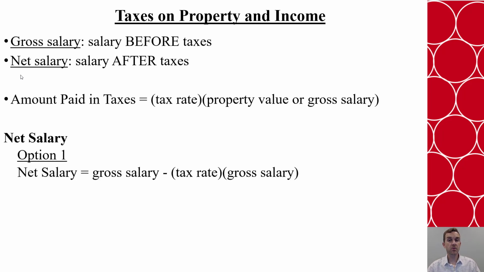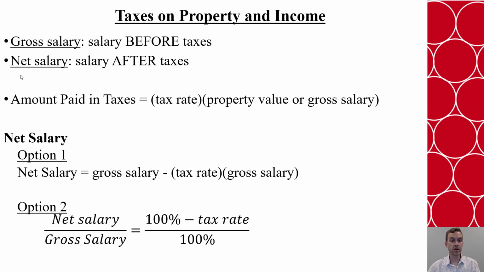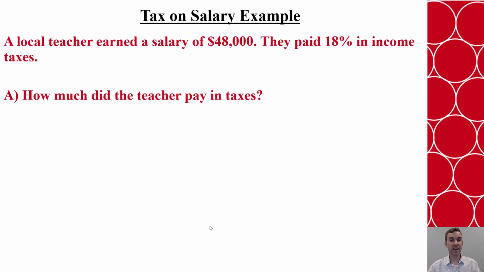Now, the other thing to remember is that when we're dealing with taxes on property and income, that's removed from the value that we have. So we're actually going to subtract that cost from our salary or from the property's value. So in this case, we can do the gross salary minus the tax rate times the gross salary, or we can do our proportional reasoning, but just remember that the net salary over the gross salary will equal 100% minus that tax rate. So let's look at an example.